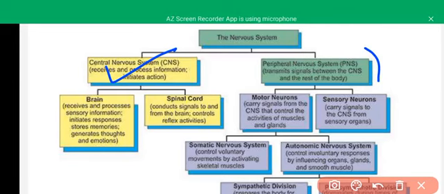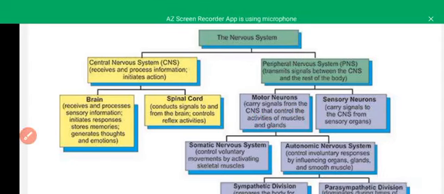The central nervous system is composed of the brain and spinal cord. The brain receives and processes sensory information, initiates responses, stores memories, and generates thoughts and emotions. The spinal cord conducts signals to and from the brain and controls reflex activities. We have also studied reflex activities. Motor neurons carry signals from the central nervous system to effectors, and sensory neurons carry signals from receptors to interneurons in the central nervous system.